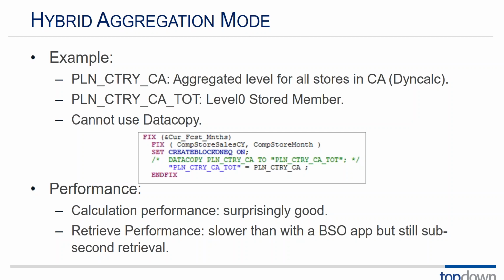The retrieve performance at the time of Kscope, I looked at the logs, and I see when I retrieve PLN country CA, if it's a hybrid, it will take a bit longer than if it's a fully stored BSO application. But we are still talking about sub-second retrieval. And also, when you're completely done with all your development, you can start to do some performance optimization. And now today, the performance is what you expect from an ASO database all the time.